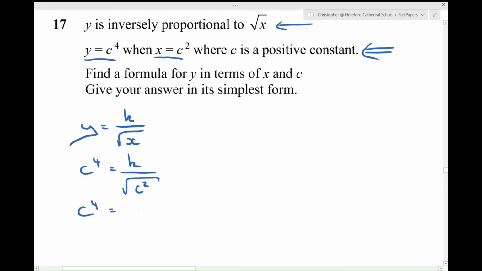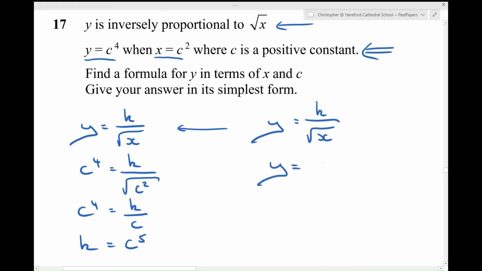Now let's see if I can simplify that. So that tells me that c to the 4 is k divided by c, multiply both sides by c, and k is equal to c to the power of 5. Good. Now, if I come back to my original equation here, which is y is k divided by root x, instead of writing k there, I can just write c to the power 5, because I know that k is equal to c to the power 5. So now I've got y equals c to the power 5 over the square root of x, and the question asks me to find a formula for y in terms of x and c, which I've done there. So that is number 17 complete.